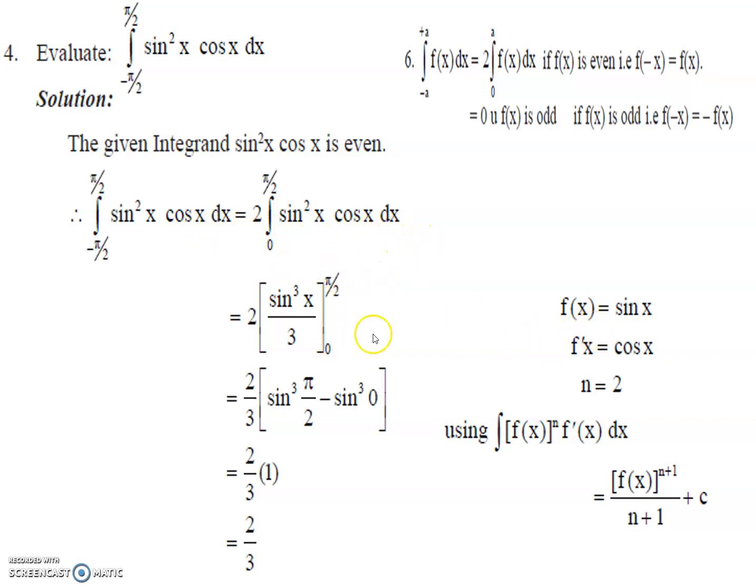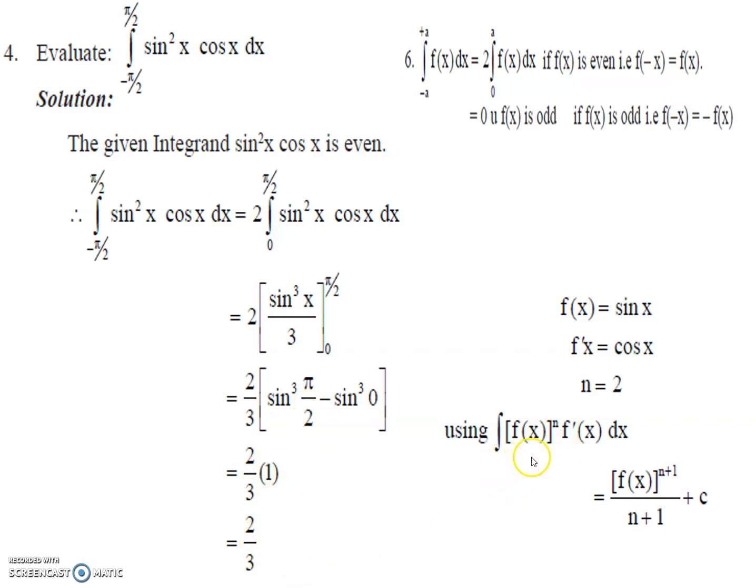So we get sine cube of x, where it is derived. Instead of sine x we put t, since the derivative of sine x is cos x. So we have sine cube of x upon 3, with limits pi by 2 and 0 in substitution. The 2 upon 3 remains the same. Sine cube of pi by 2 minus sine cube of 0. Sine of 0 is 0, and sine cube of pi by 2 is obviously 1. So 2 by 3 times 1. The final answer is 2 by 3.